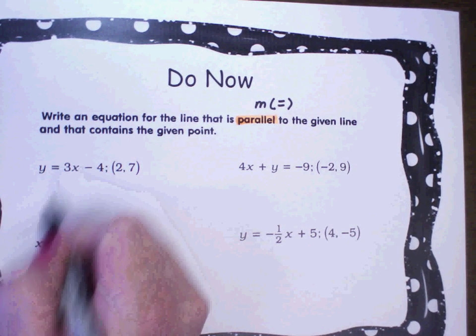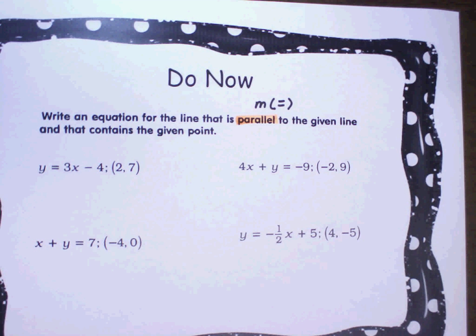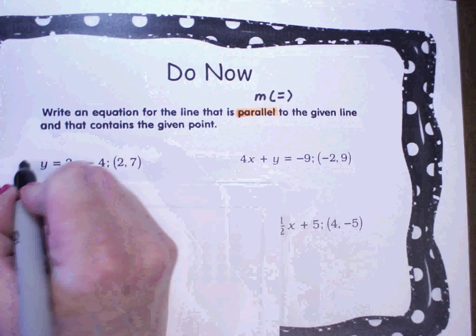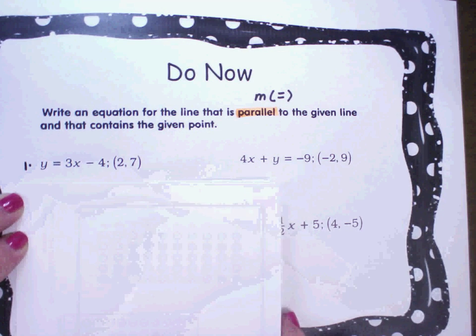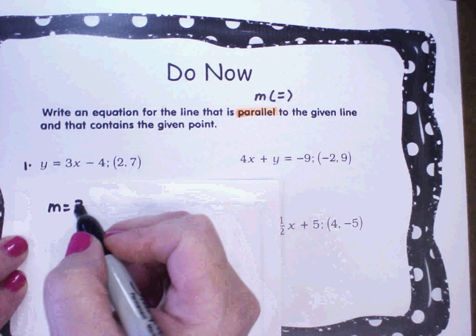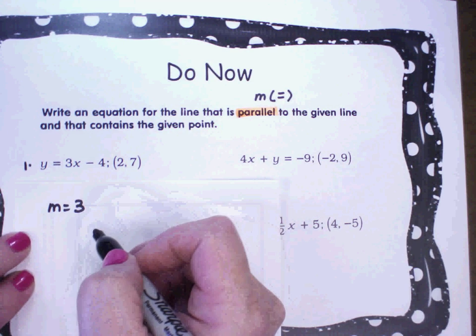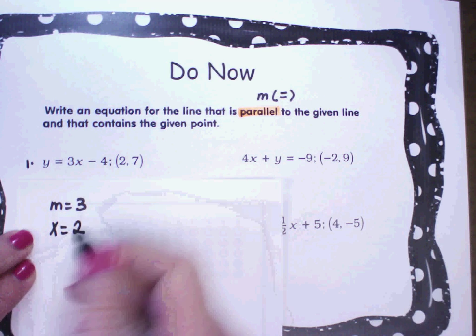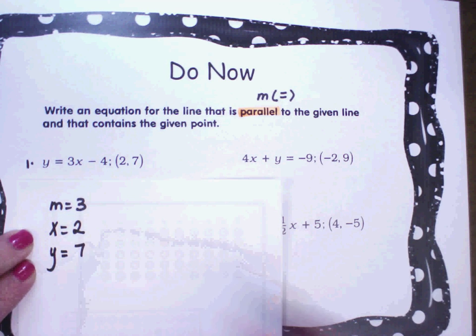All right, so what's the slope of this one? No, it's not 3x. You're not listening. What is the slope of that first one? Thank you. 3, not 3x. 3, all right? What else do you have? You have an x, which is 2, and you have a y, which is 7.